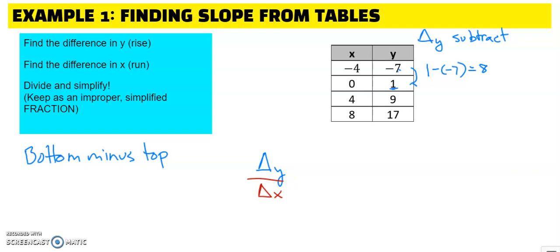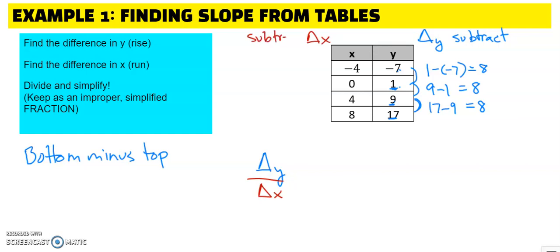But I have to prove it's linear, that it has that consistent constant rate of change. So in my next pair, the bottom, 9, minus the top one, 1, is 8. Then 9 and 17: the bottom is 17 minus 9, which equals 8. So the change in y is 8. Look, -7 plus 8 is 1, 1 plus 8 is 9, 9 plus 8 is 17. That's the relationship. We're going to do the same thing for the x values.